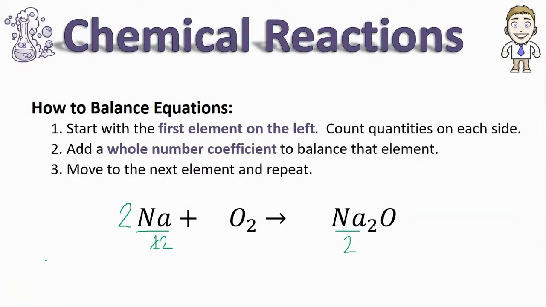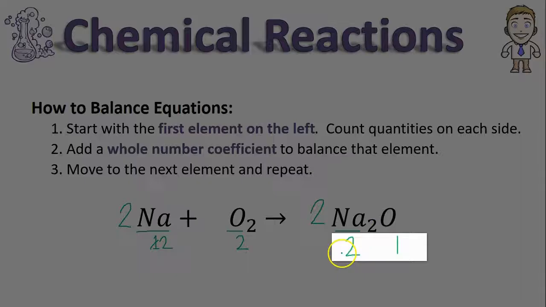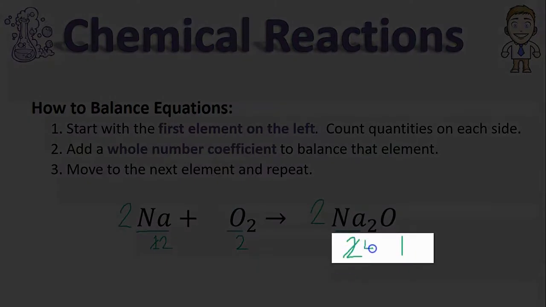And that's pretty much the whole process. The only thing to do now is move on to the next element and repeat. My next element in this equation is oxygen. O2 means there's 2 oxygens, so I'll put a 2. Over here, there's only 1 oxygen, so they are not balanced. I need to make the product side have 2 oxygens. A coefficient of 2 will double everything in this entire formula, so now there's not 2 sodiums, there's twice as many, 4, and there's not 1 oxygen, there's twice as many, 2.